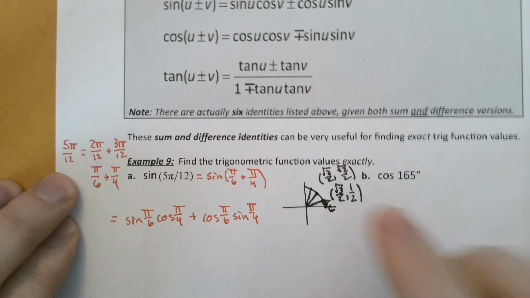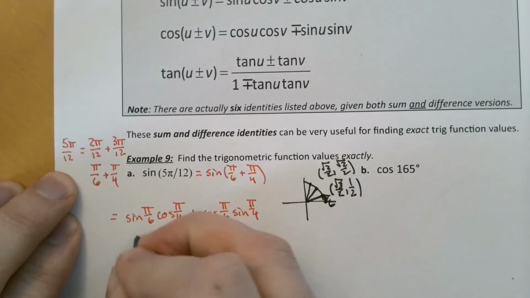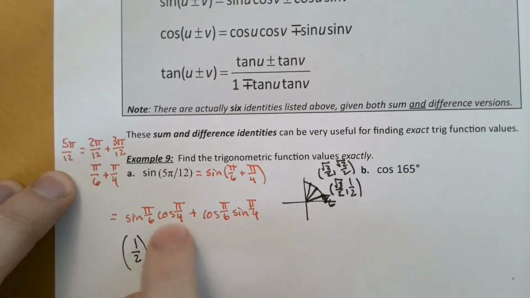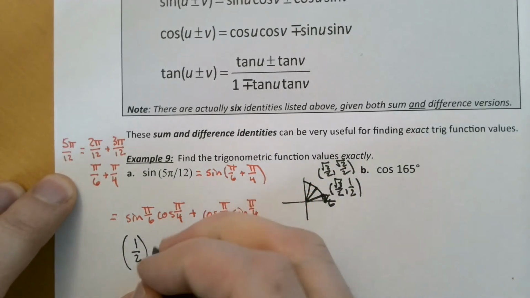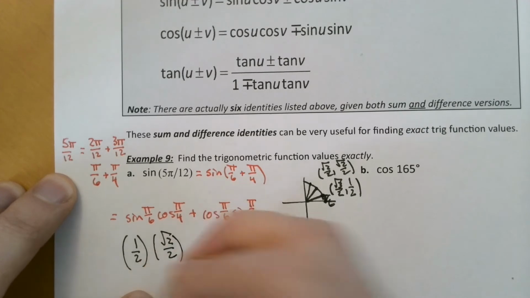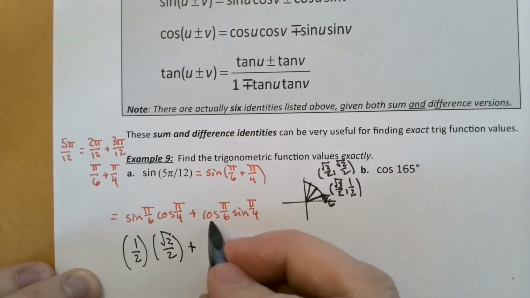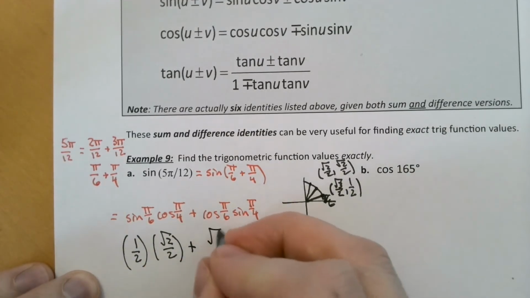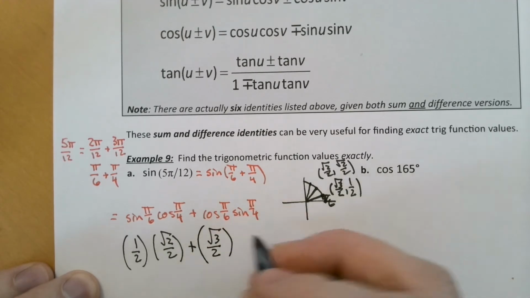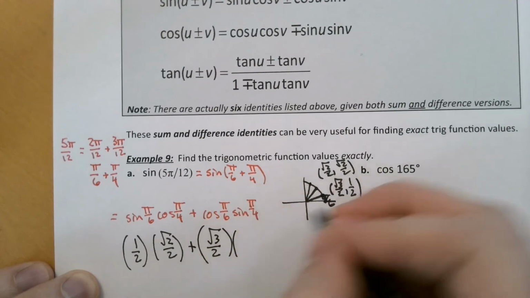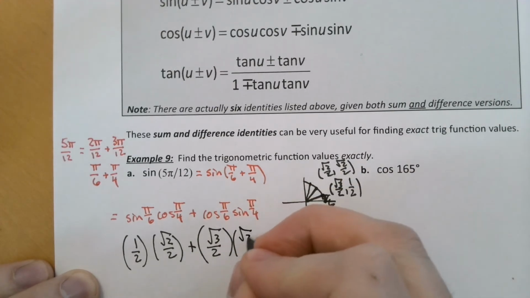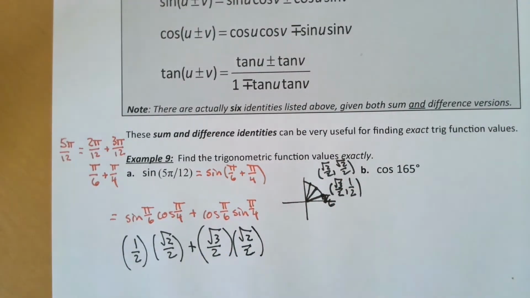So if this is pi 6ths, I know that sine of pi 6ths is equal to the y value in the unit circle. So sine of pi 6ths is just 1/2. Cosine of pi 4ths is the x value in the unit circle. So that would be root 2 over 2. And then plus, now cosine of pi 6ths is the x value. That's square root of 3 over 2. And sine is the y value from the unit circle, corresponding to that arc length or angle, whichever way you think about it. That's root 2 over 2.